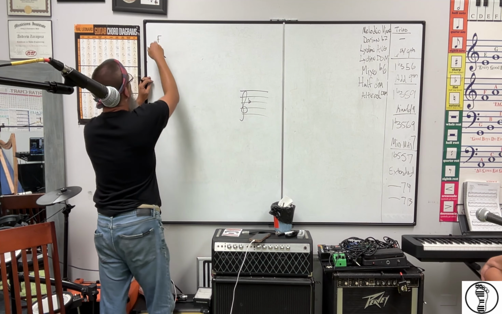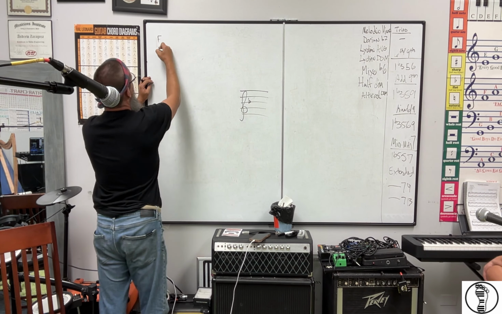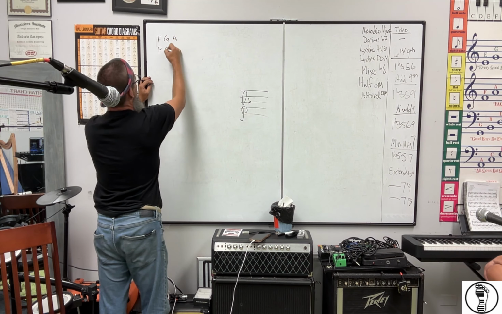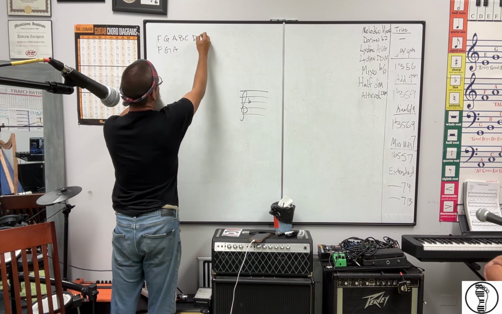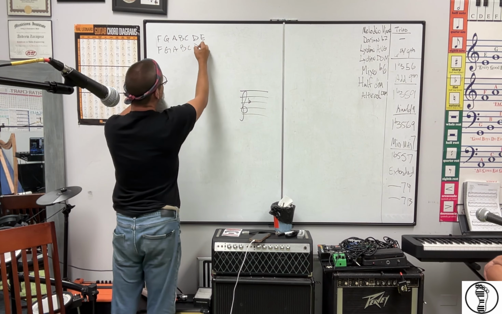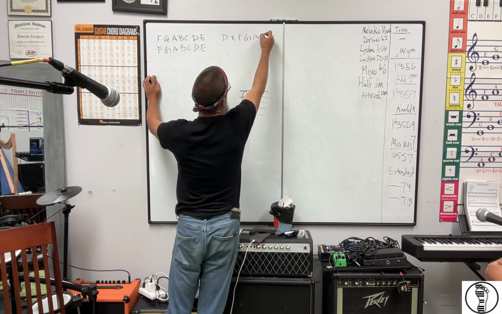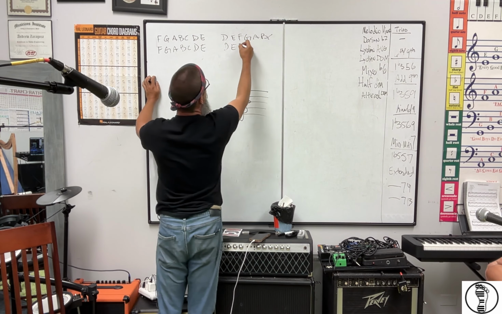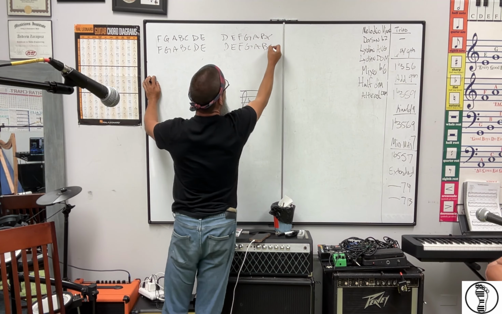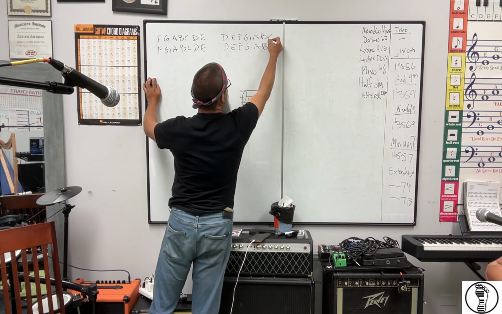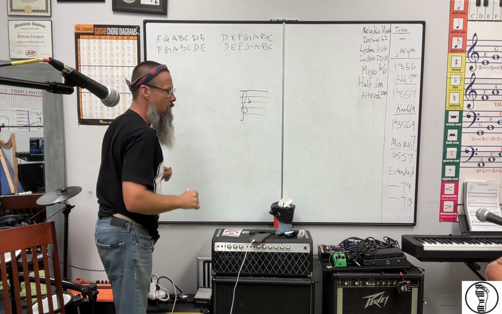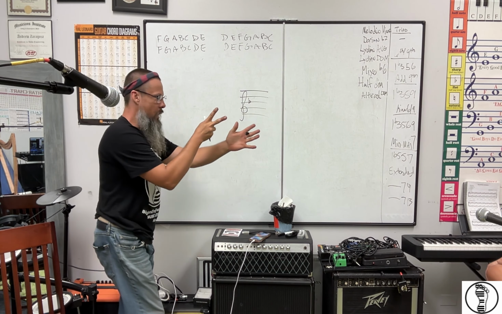Let's write this out 4 times. Ready? F G A B C D E B C. And now let's write out D. D E F G A B C D E F G A B C. Build it for me. How many sharps and flats in the key of F? The B flat, one flat. Cool. Take away that one flat.